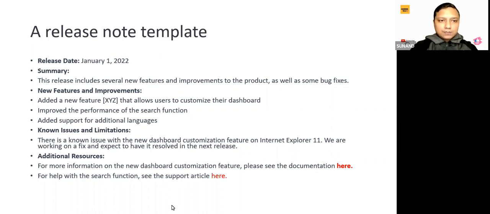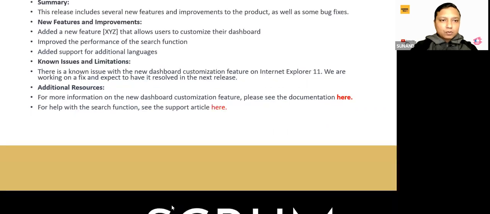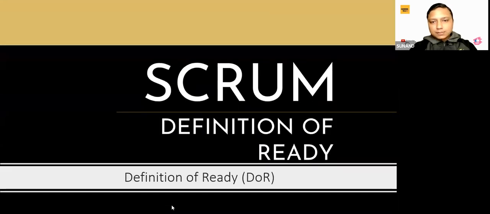Okay, so let's see what else is there in the documentation part. Yes, DoR (definition of ready) and DoD (definition of done) are also considered documentation. We know what they are, but just for this video, let me repeat one more time. Definition of ready is a term used in agile development to describe the criteria that must be met before work on a user story or a feature can begin.